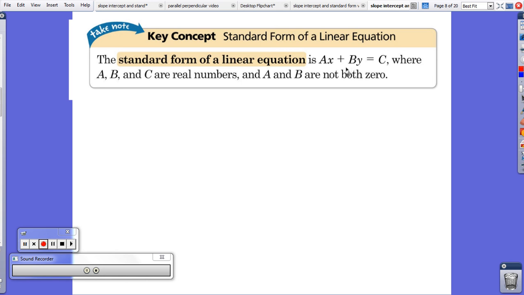They can't be 0, because if they're 0, then we have 0 is equal to c. Okay? This is standard, A, B, C. It's standard to know your ABCs. That's how I remember it. Standard form, ABCs.